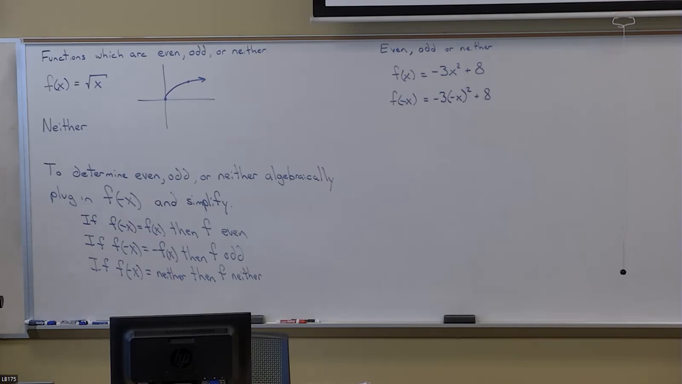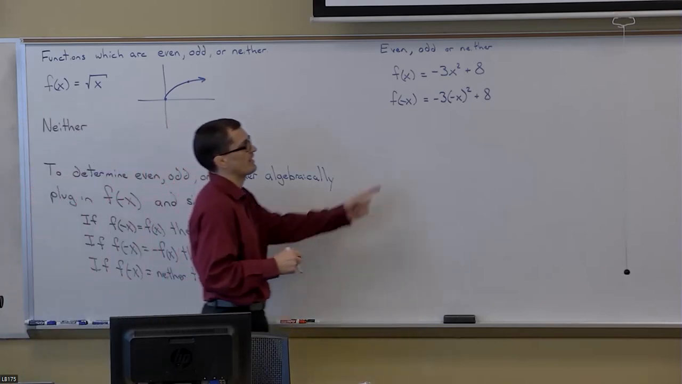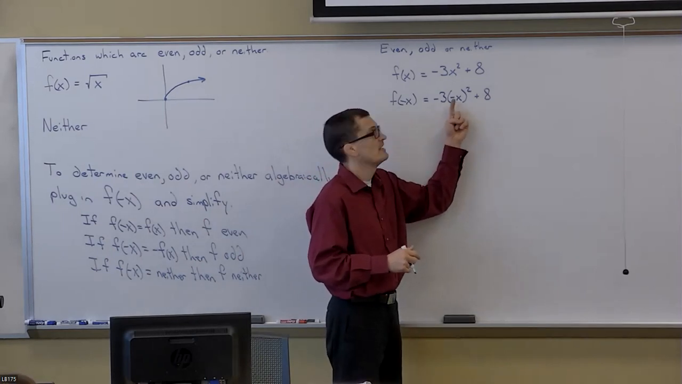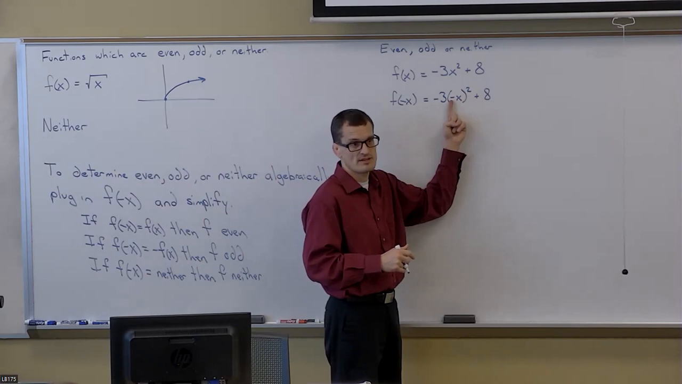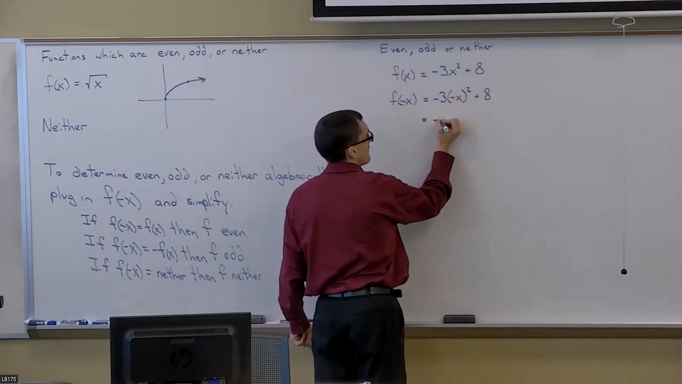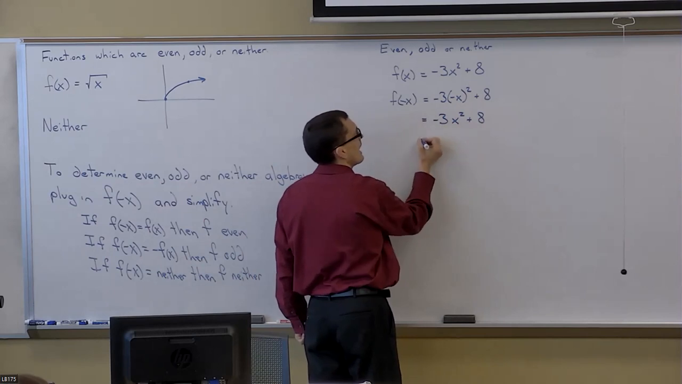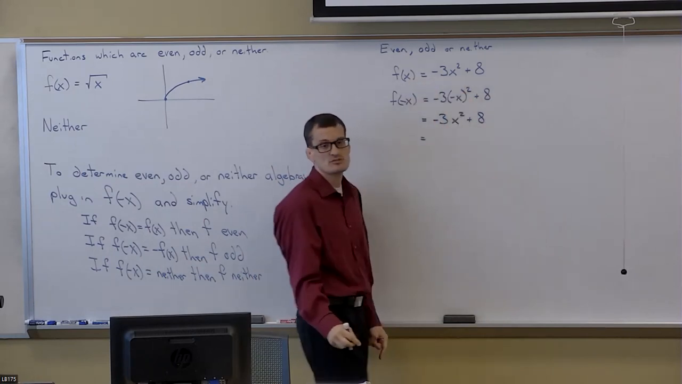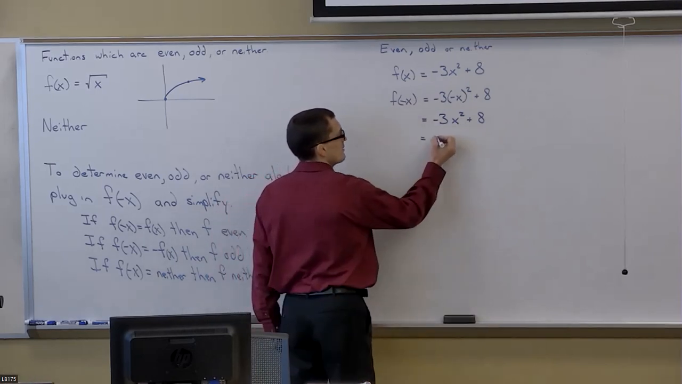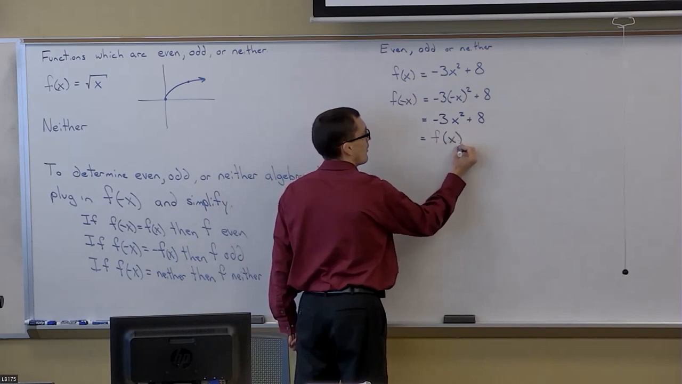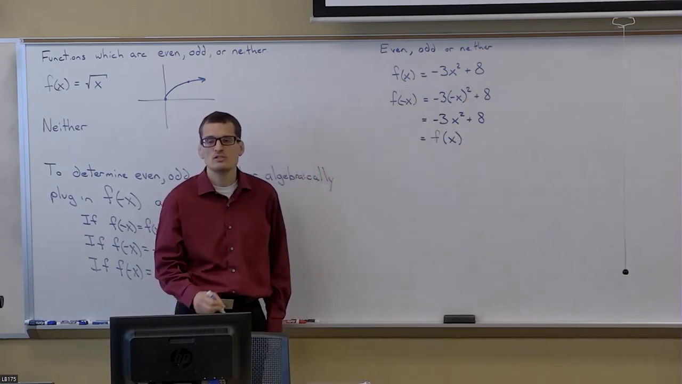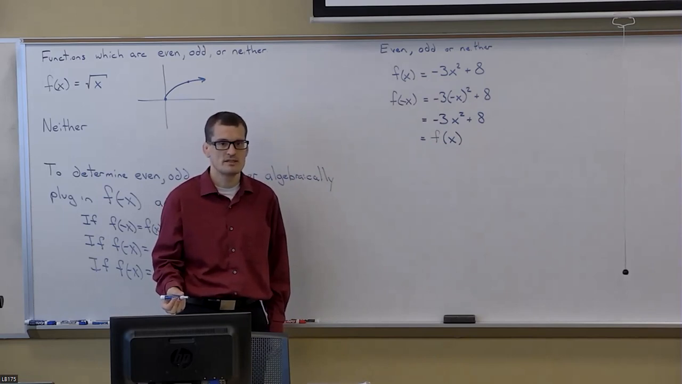Now, here's what we have to know. We have to know basic facts about squaring a negative, cubing a negative, taking an absolute value of a negative, all that stuff. So if I square negative x, negative squared gives me a positive, right? So that is the same as -3 × (+8). And sure enough, that's exactly what my original expression is. So this function is even.